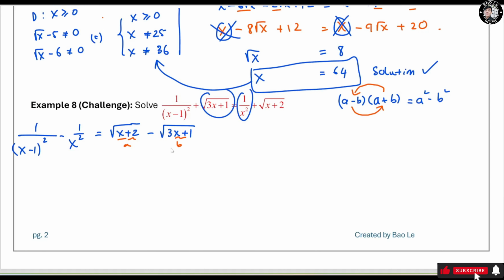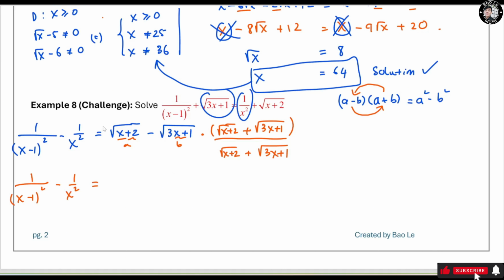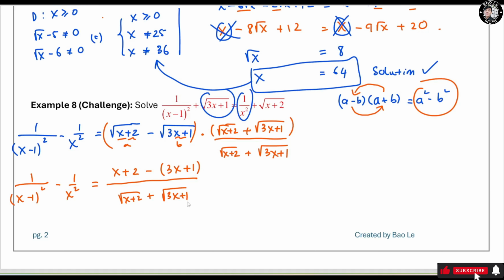So I multiply the top and bottom by a plus b, which is, the left hand side is 1 over s minus 1 square minus 1 over s square, right? The right hand side, we have a minus b times a plus b, it could be a square minus b square, right? So this guy square turns out to be s plus 2. This guy square could be minus 3s plus 1. Don't forget the negative sign right here, right? Over square root of s plus 2 plus square root of 3s plus 1, right?